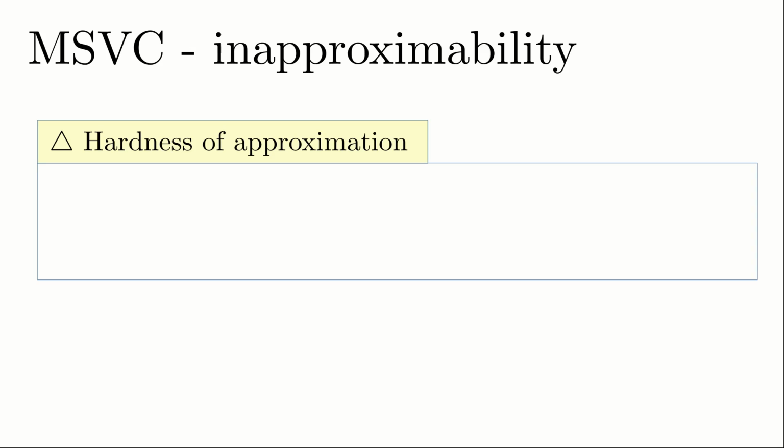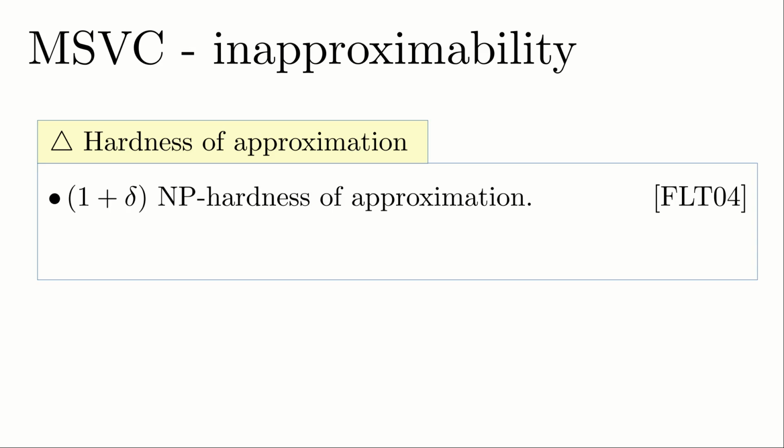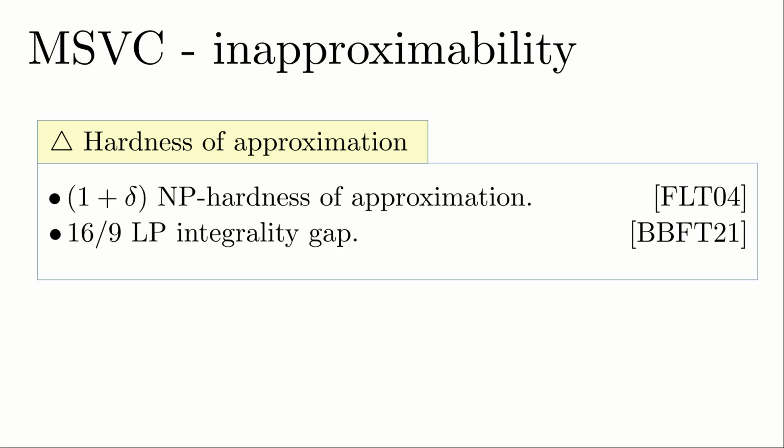Next, I would like to mention certain inapproximability results. In particular, we have 1 plus delta NP-hardness of approximation in the paper of Feige, Lovász and Tetali, and here delta is again some very small unspecified constant. And also we have a 16/9 linear programming integrality gap by Bansal, Batra, Farhadi and Tetali, and basically what this means is that their algorithm that relies on rounding the natural LP relaxation is tight. Their analysis of the LP is tight.